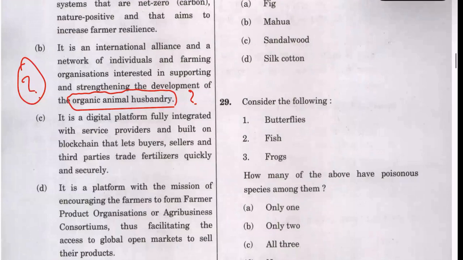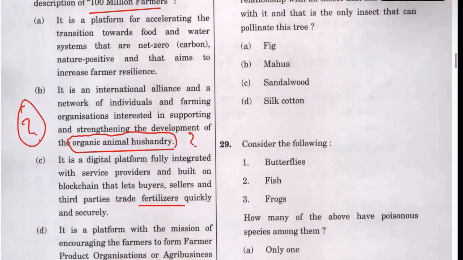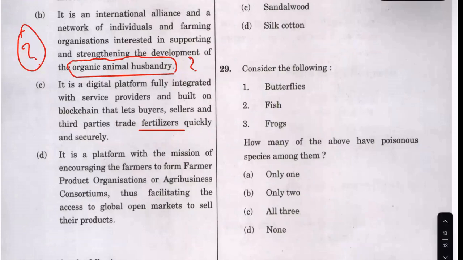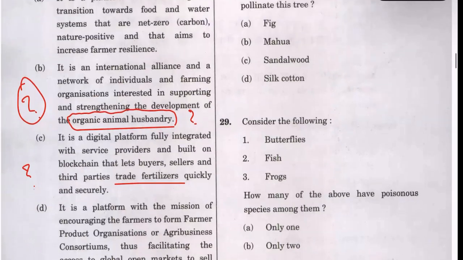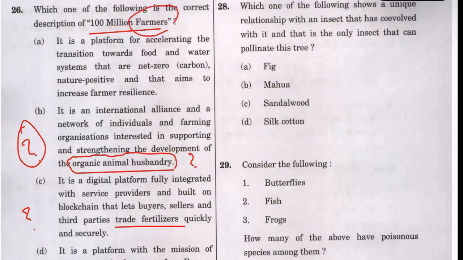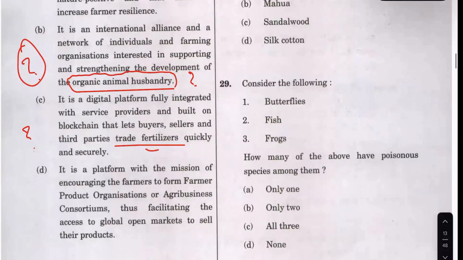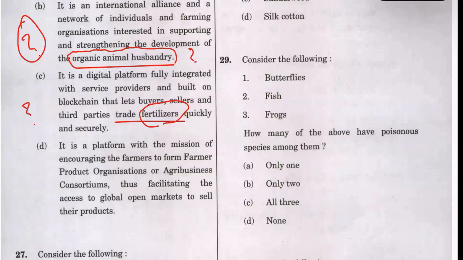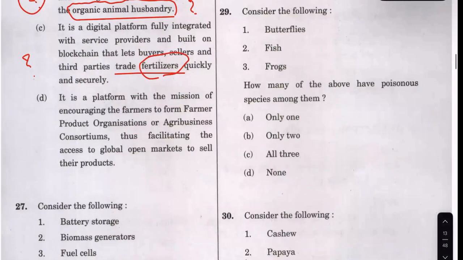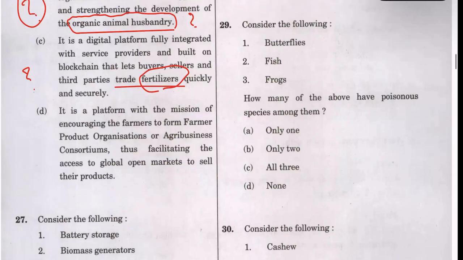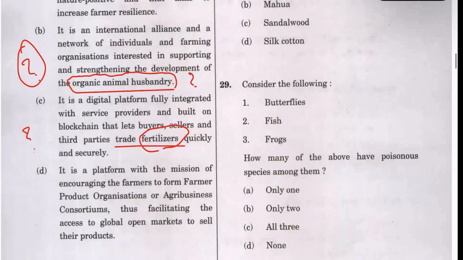So it is a digital platform fully integrated with service providers and built on blockchain that lets buyers, sellers, and third parties trade fertilizers quickly and securely. 100 million farmers. Okay, so trading fertilizers. See, it's something related to farming. 100 million farmers when they are there, it cannot be only fertilizers. You can trade many other products as well. If you get 100 million people in one platform, it is a platform with the mission of encouraging the farmers to form farmer produce organizations, agribusiness, thus facilitating access to the global open market to sell their products.